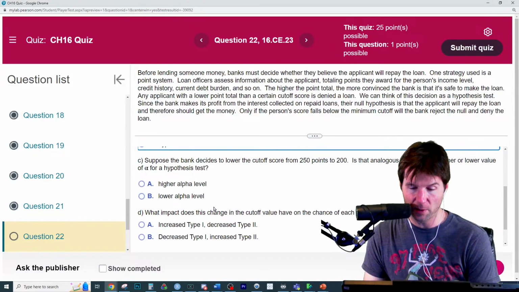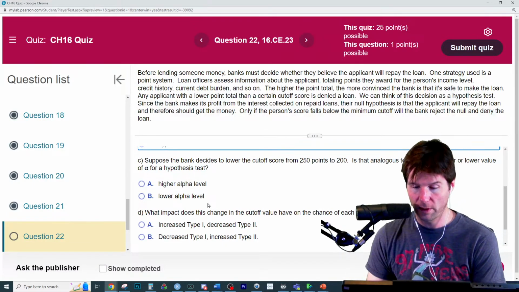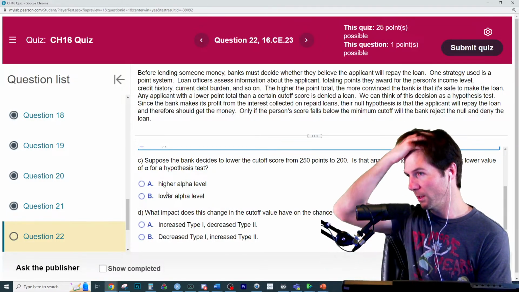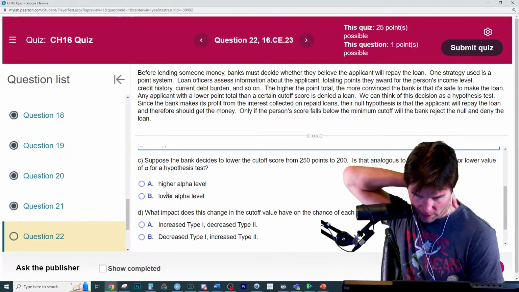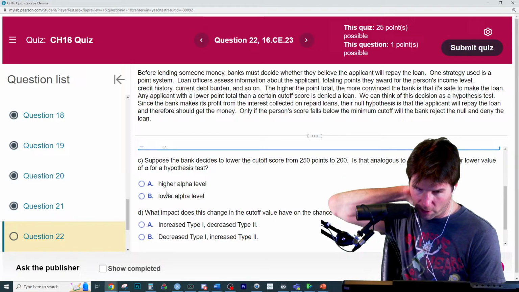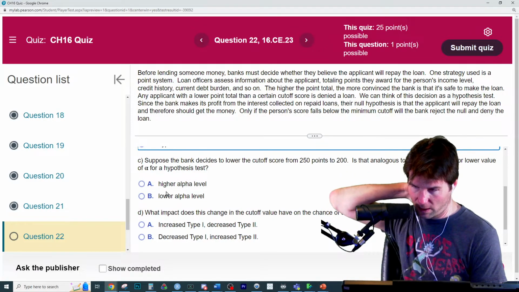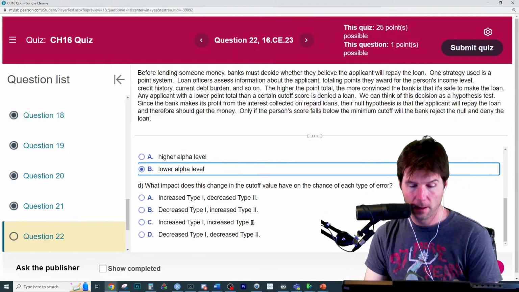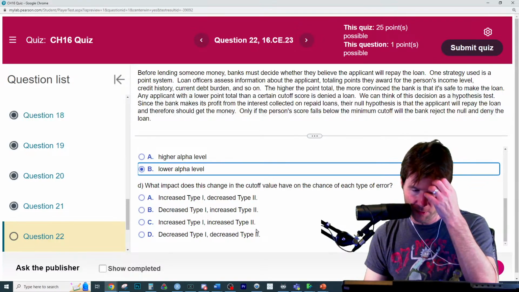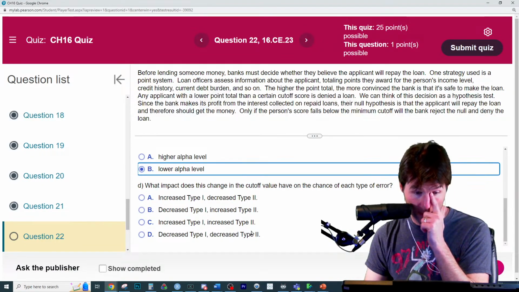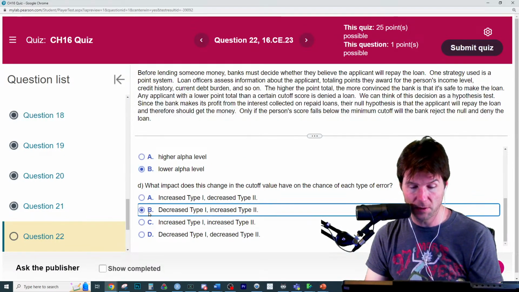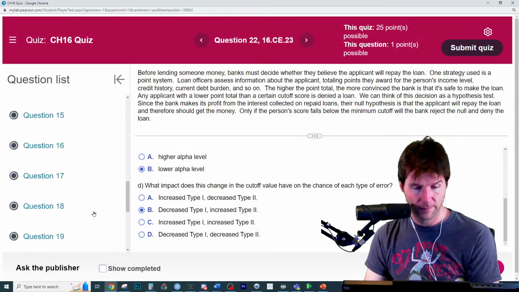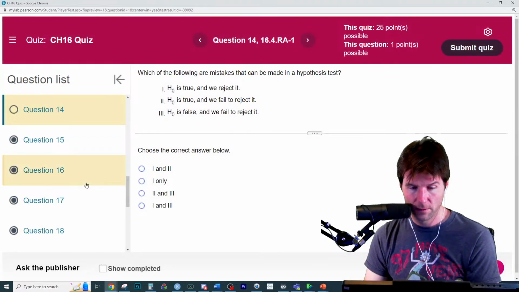So then the other one's that. Suppose the bank decides to lower the cutoff rate. So they require less evidence. So what is it? The cutoff rate is what again here? Any applicant with a lower point total than this is denied the loan. So they're lowering the alpha level. What impact does this have? Well, then that's the alpha level right there. So it's going to decrease type 1, increase type 2. Should be right. There we go. Good question. I know I just did that one quickly.